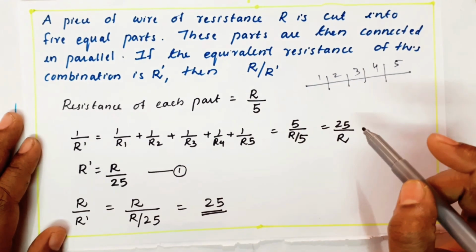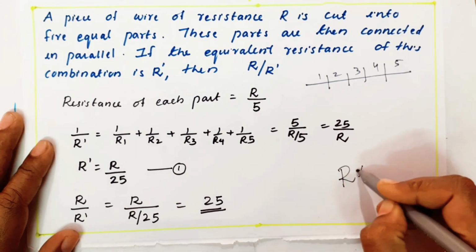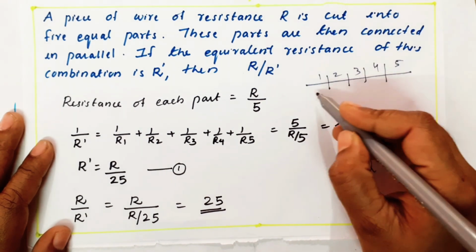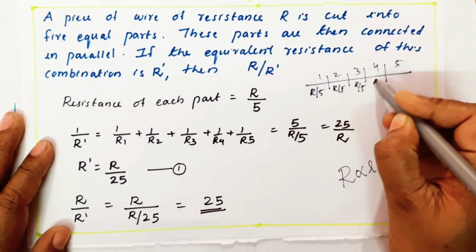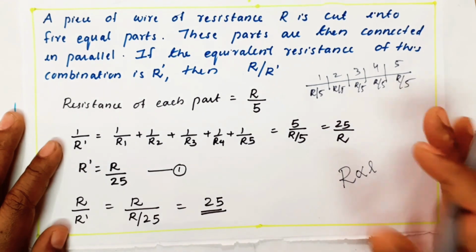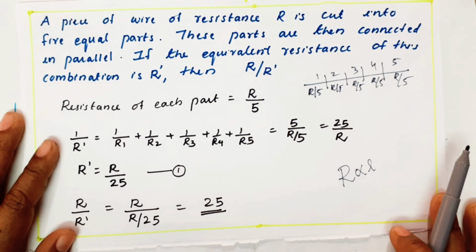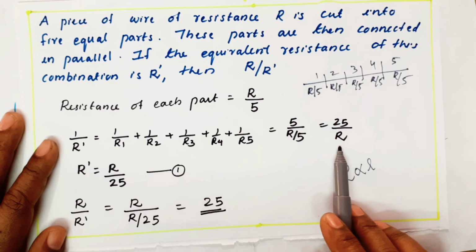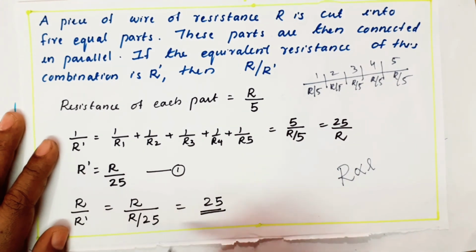Remember, if the wire is cut into 5 equal parts, the resistance of the wire is directly proportional to L. Remember that. As the length decreases by 5, the resistance also decreases by 5. R by 5, R by 5, R by 5, R by 5, R by 5. And all the R by 5 parts you connect in parallel. The equivalent resistance they asked. We add all: 5 by R by 5, that is 25 by R. R dash is R by 25. R by R dash is 25. The answer is 25.